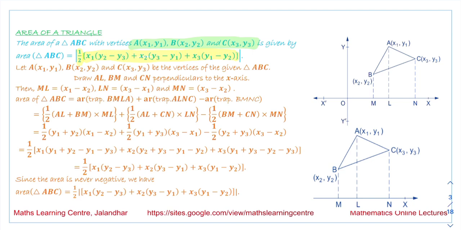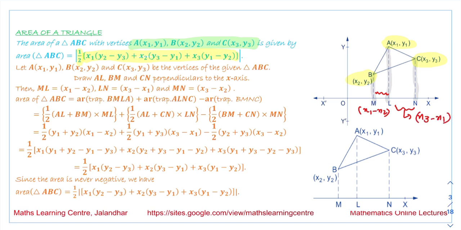So how are we calculating this area? It is shown over here. Suppose these are the points A, B and C we are talking about. We have drawn the perpendiculars from these points: AL, BM and CN. Now what is this length BL? That will be equal to x1 minus x2, and this length NL will be x3 minus x1.